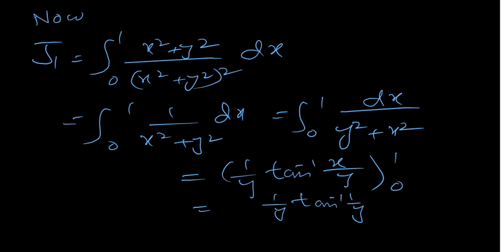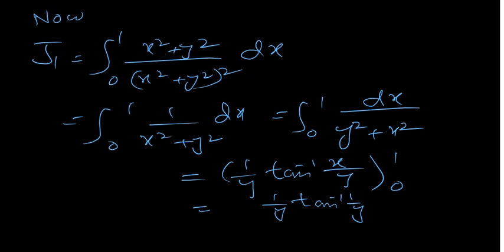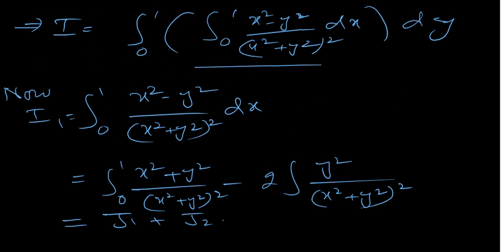Now we try to evaluate j2. Now j2, what's j2? It's twice integral y square divided by x square plus y square whole square, dx. So let me see first, this is exactly j1 minus j2 here, not j1 plus j2, it's j1 minus j2.